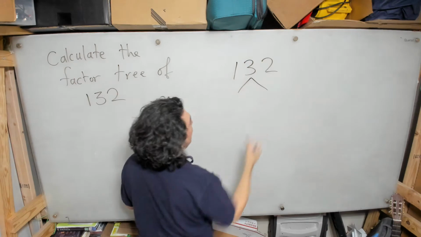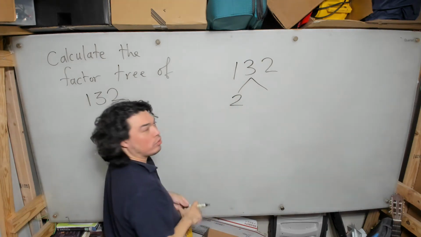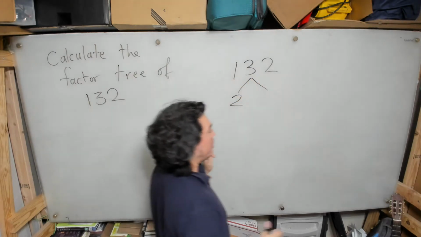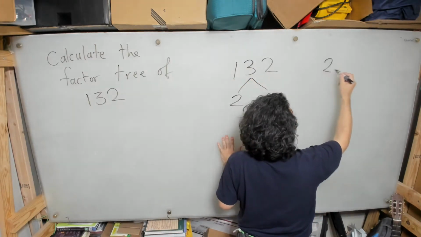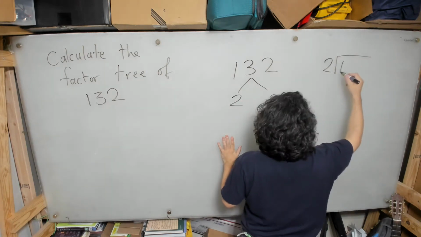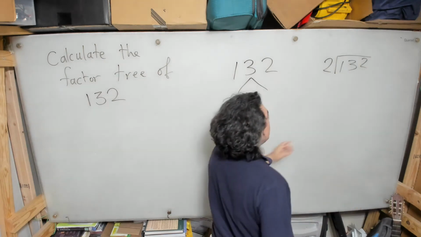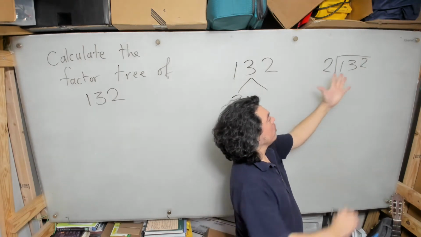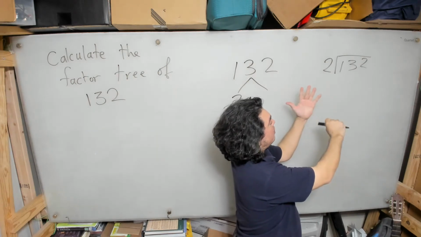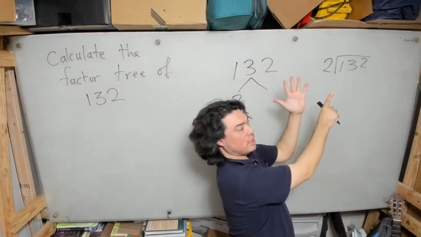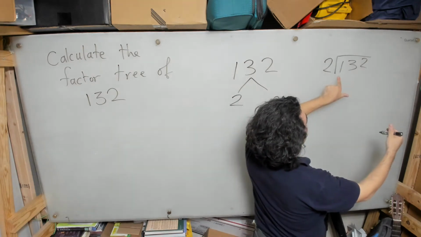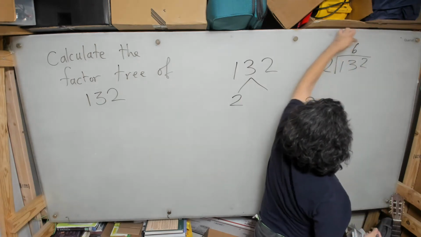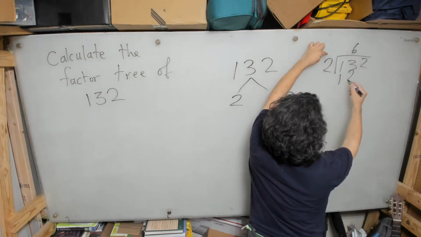I know it's going to be able to be broken by 2. I'm going to be able to divide 132 by 2 because its last digit is even. So now let's do that here on the side. We're going to ask ourselves, how many times does 2 go into 132? Does 2 go into 1? It does not. Does 2 go into 13? Aha. 2, 4, 6, 8, 10, 12, right? So it goes in 6 times. I put the 6 not over the 1, but over the 3 of the 13. 6 times 2 is 12. So I put that here like this.